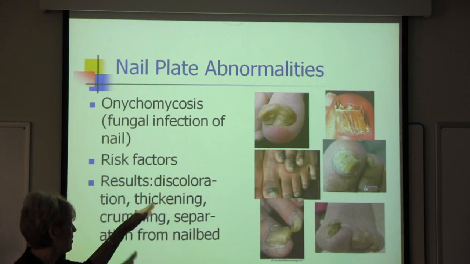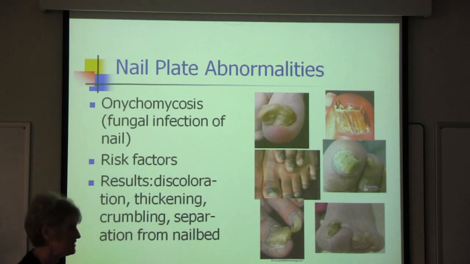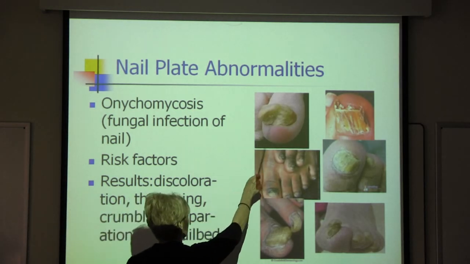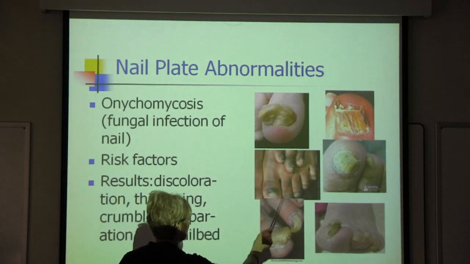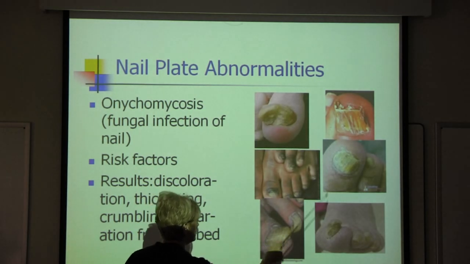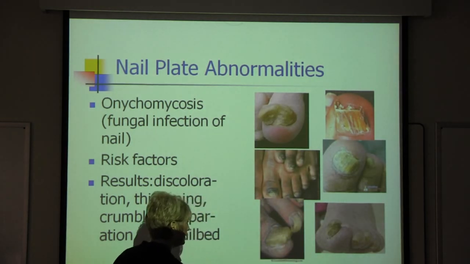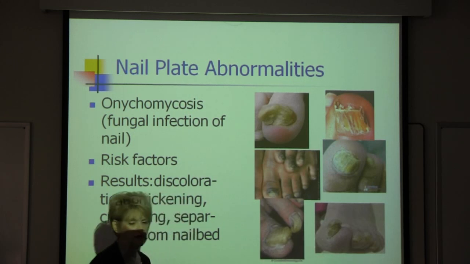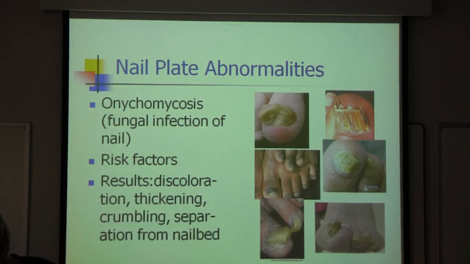All of these are as a result of fungal infection. So here you have a nail that's very thick and hard. Here you have a nail that's very discolored and brittle, yellow and crumbly, thick and yellow brown. So fungal infection makes ugly nails.